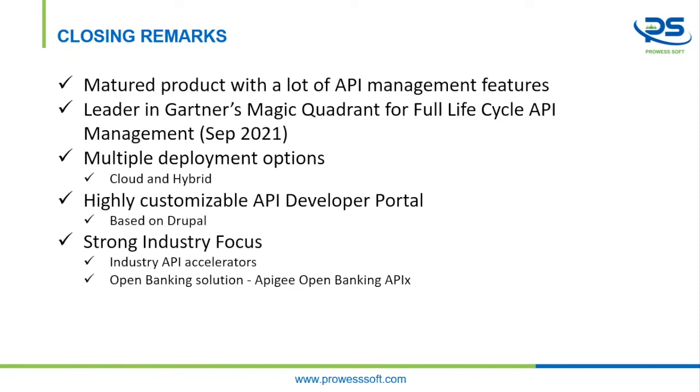Apigee comes with a lot of API management features, and it is a pretty mature product. It has implementations across multiple geographic regions and multiple industries as well. It is considered a leader in Gartner's Magic Quadrant for full lifecycle API management. As we have seen and discussed earlier, this comes with multiple deployment options. It allows for a pure SaaS implementation on the cloud, or it also allows you to use a VPN on the customer site.